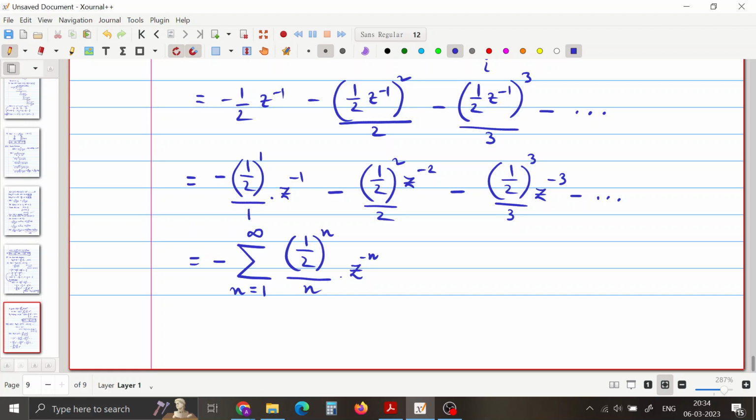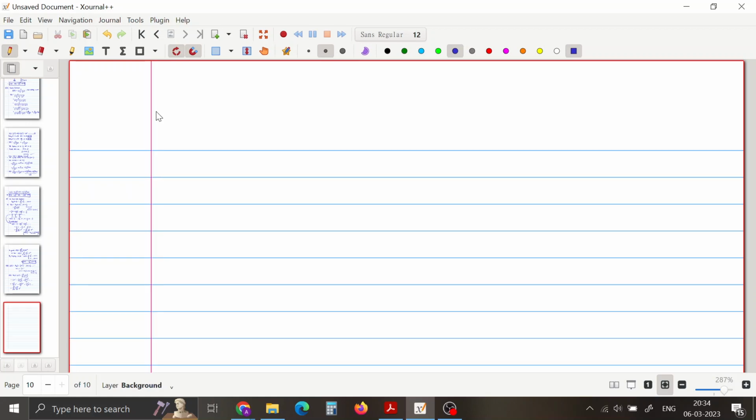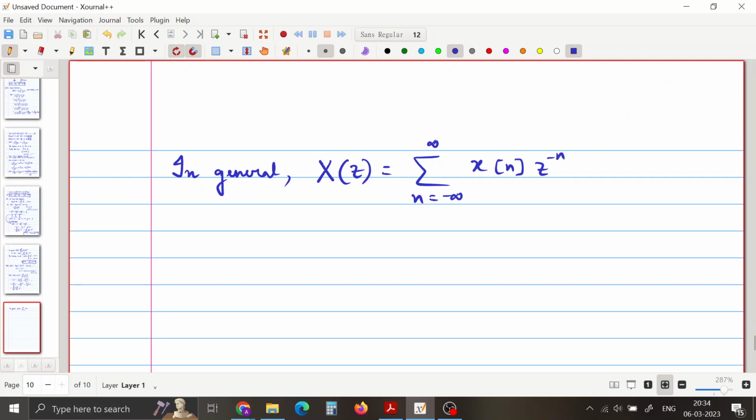So we can now again do the comparison. Just a second. Now in general, x of z is given by n running from minus infinity to infinity, small x of n times z to the power n, and we just got x of z as minus of n running from 1 to infinity half raised to the power n divided by n times z to the power minus n. Correct?